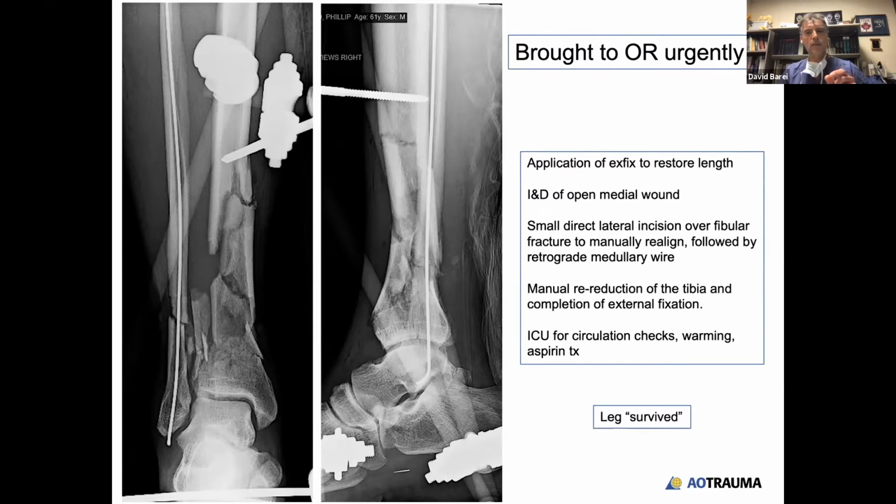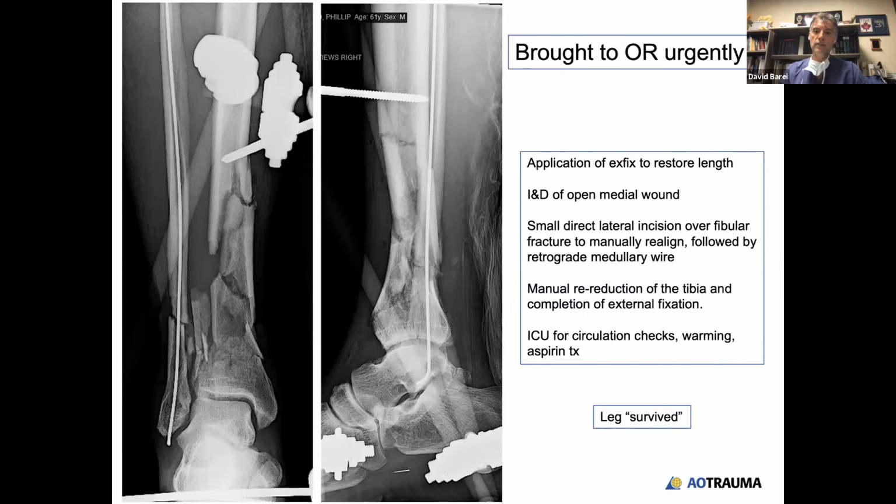He just gets a small direct lateral incision over his fibula, basically to realign his fibula enough to put a medullary implant through it. Clearly not rigid fixation, not anatomically reduced, but pretty darn good. And everything is working towards stabilization of his entire distal tibia without insult. Try to do no further harm to this whole thing.